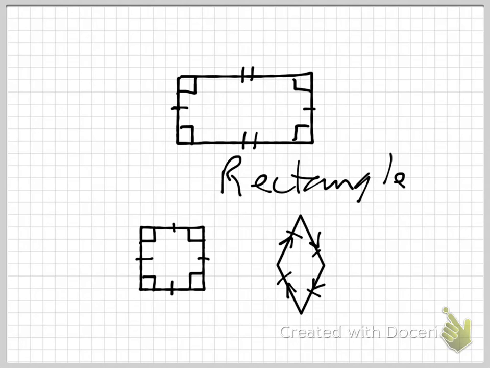So is this a square? No, it's not a square. What makes it a square if it's a square? It has to have all right angles. This doesn't. This is called a rhombus.